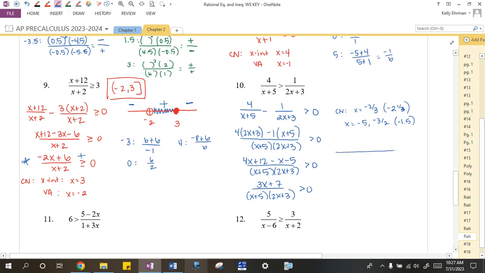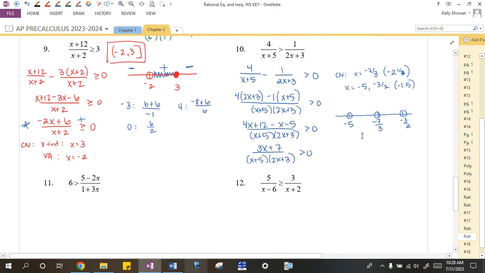So for number line purposes, the mixed numbers are important so that you put them in the correct order. Now all of these are open because this is just greater than. Oops, I already put it in the wrong order. Furthest to the left is -5, and then -2 1/3, and then -3/2. Even though the critical numbers are fractions, it doesn't mean we have to use fractions to do our test intervals. So I'm going to pick -6 to the left of -5.